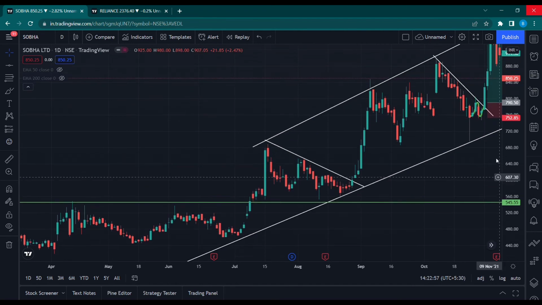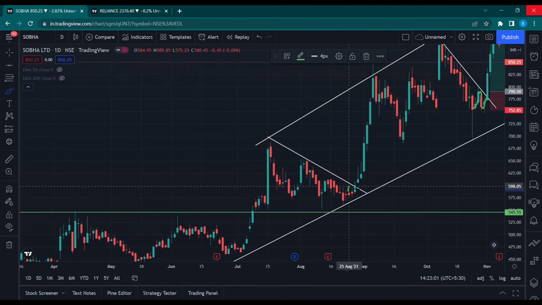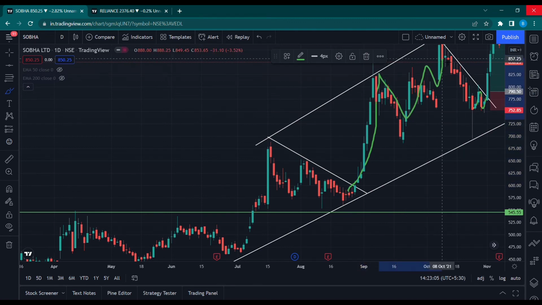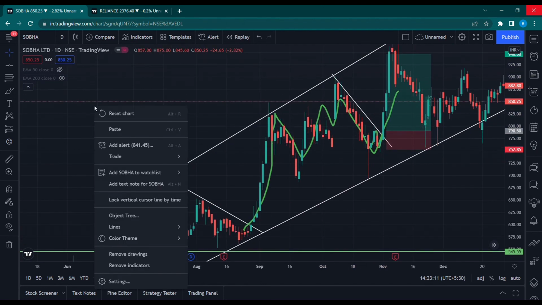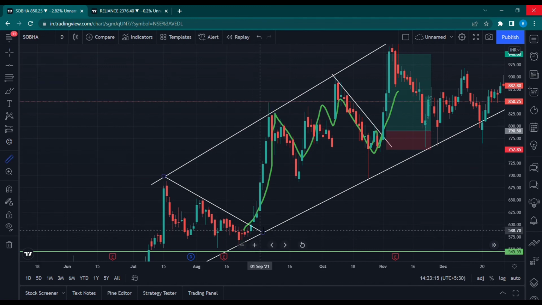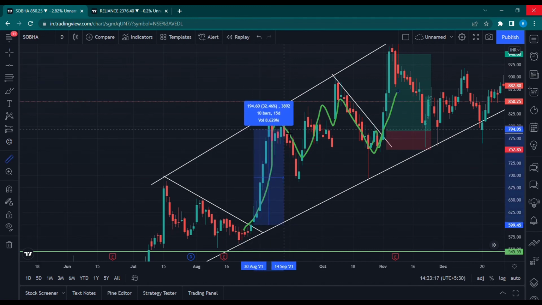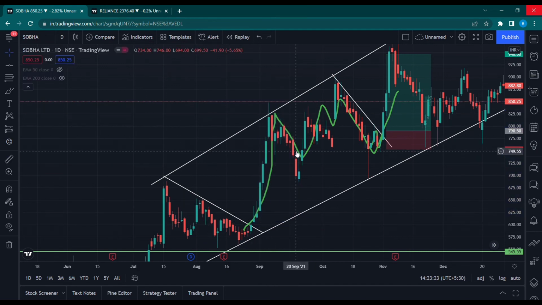Again, see here, once the prices broke this, it goes up till this level, and then it consolidates, and again it goes up. That's where we are interested to buy on the dips. This basic strategy yields you a really good return. From here to here you are getting around 30-35% move in a very small amount of time. So that is the importance.